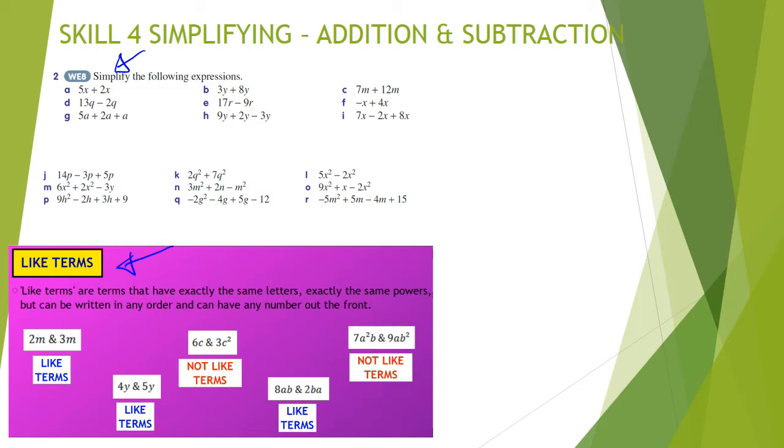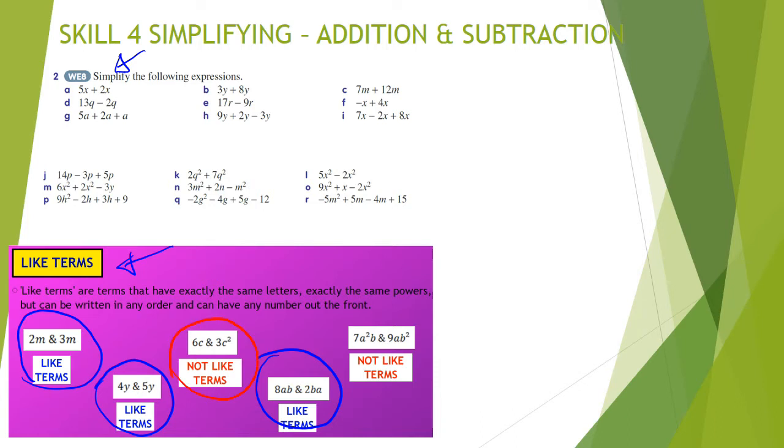Some examples below. If we have 2m and 3m, they have exactly the same letter and the same power, so they are like terms. 4y and 5y are like terms because the letter y is the same and they have the same power. 8ab and 2ba have the letters A and B just written in a different order, but the letters are the same and the powers are the same, so they're still like terms even though the letters are in a different order. That's okay.